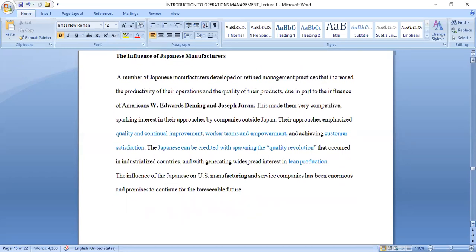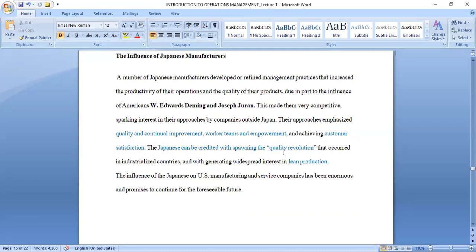We shall later on look at total quality management, and we see that W. Edward Deming actually introduced what we call the 14-point program of total quality management. So the influence of the Japanese manufacturers also influenced the Americans, who saw the use of quality, the approaches of quality management, continual improvement, working as teams, worker teams and empowerment. And of course, all these are in total quality management.